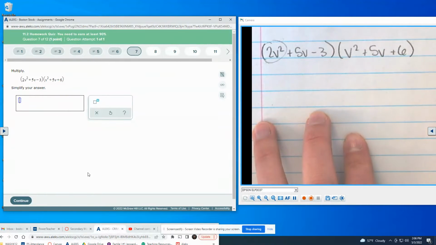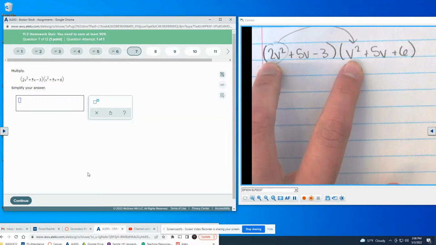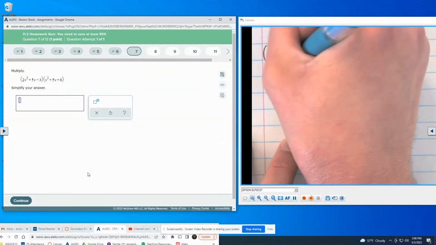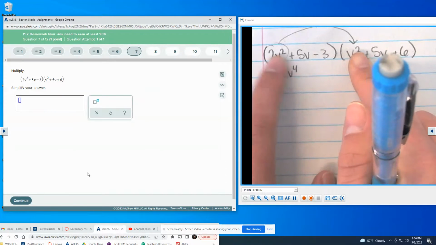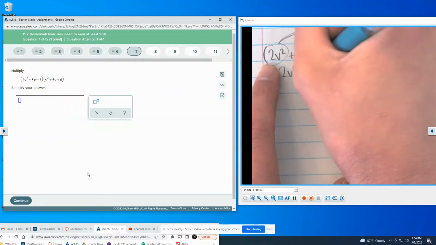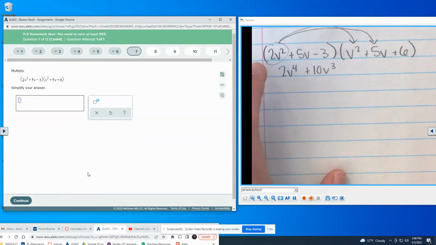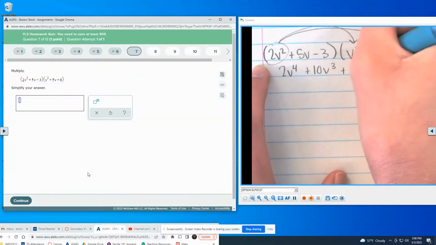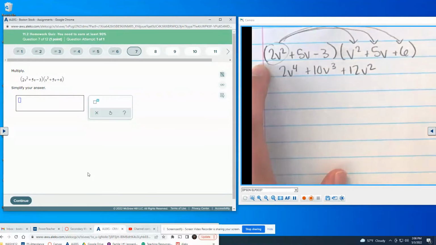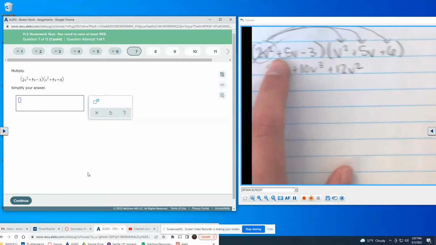So I'm going to start with this 2v squared, and it's going to multiply by the v squared right here. I'm going to write these underneath so you can see them. 2v squared times another v squared gets me 2v to the fourth. Remember, I'm adding those together. Okay, then it's going to multiply by this one. 2 times 5, I get 10v to the third, because those will combine. Then I'll get plus 12v squared when I multiply that one. Okay, so those are my first 3 for that one. So I'm going to get 3 for each of these. I'll have a total of 9 terms.